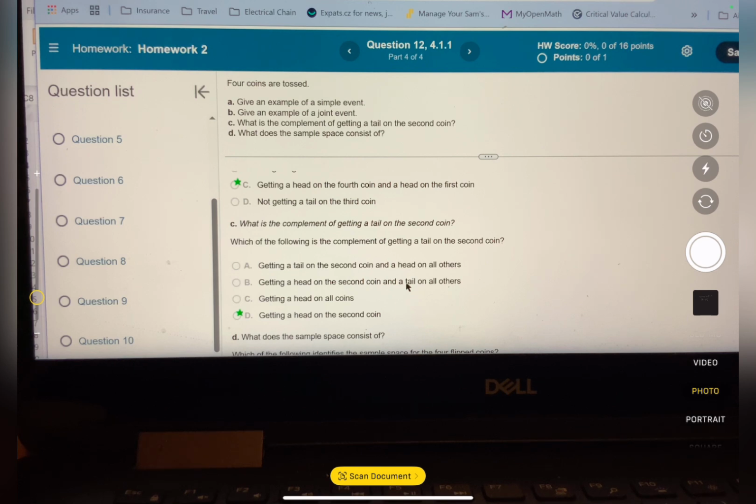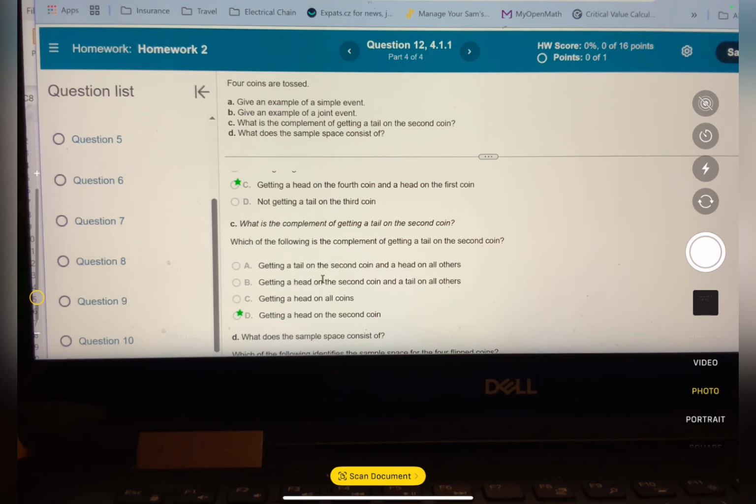What is the complement of getting a tail on the second coin? Complement means opposite operation. Let's say if I say it's raining, complement is going to be not raining. Okay, so let's see what we have here. We need to choose the complement. Which of the following is complement of getting a tail on the second coin? All right, let's see.